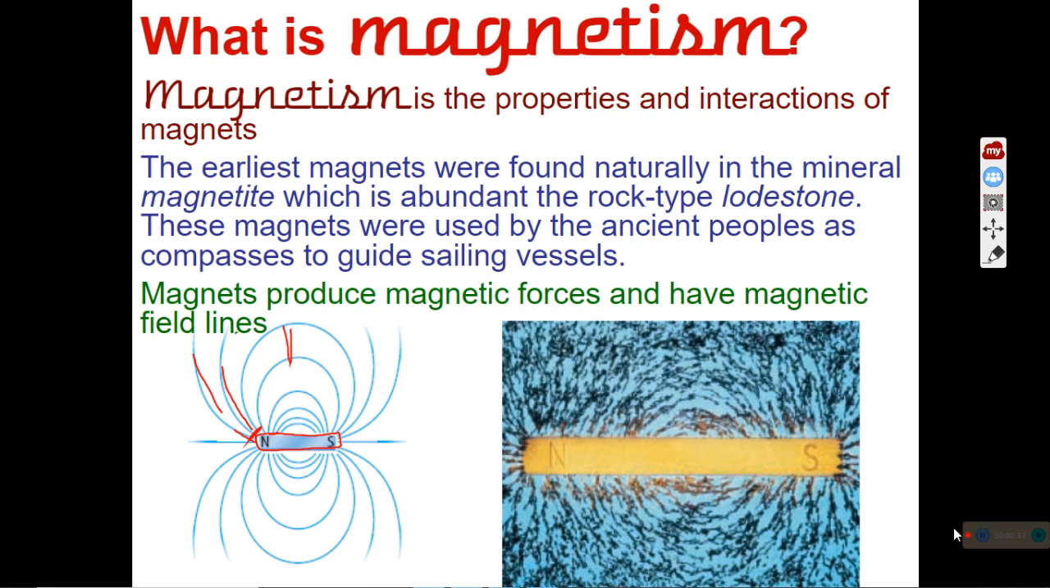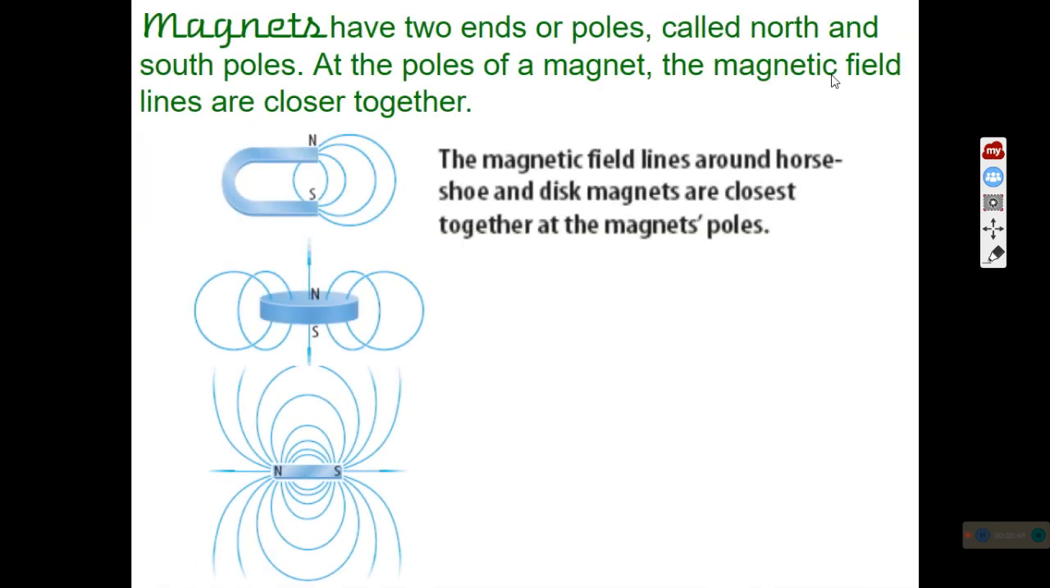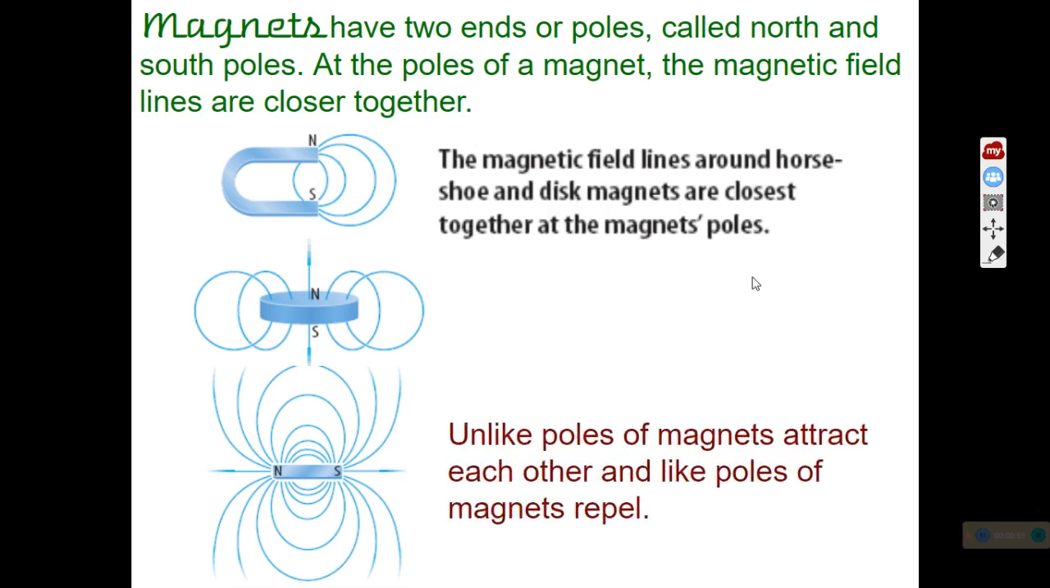Magnets produce magnetic forces and also have magnetic field lines like the ones you see here, which we see are strongest near the poles and weakest in the middle. So magnets have two ends or poles called the north and south poles. At the poles of a magnet, that's where the magnetic lines are closest together and the magnetic strength is greatest.